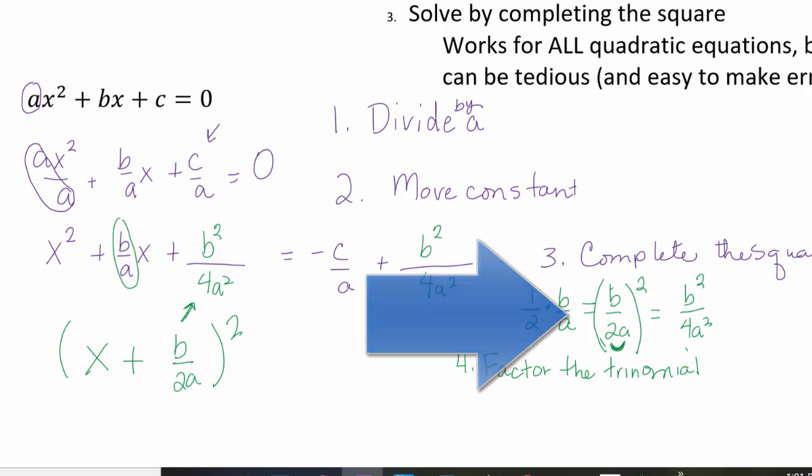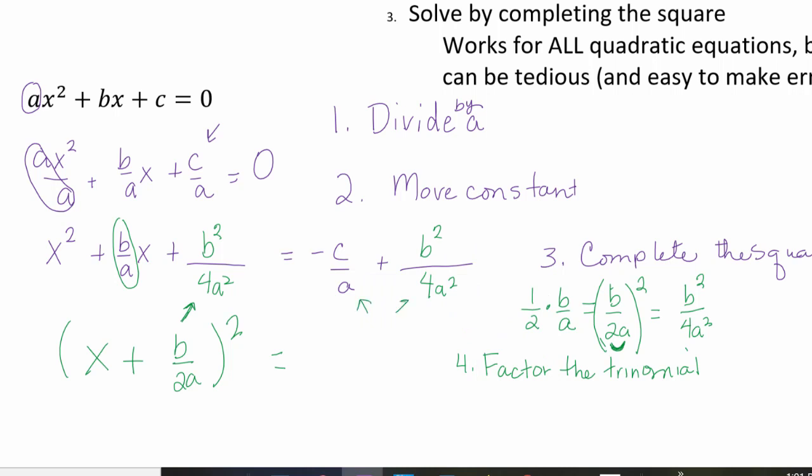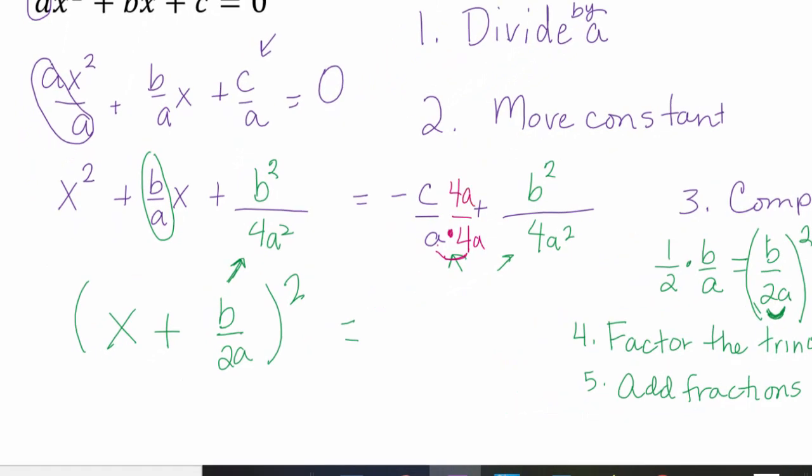And then the 5th step is we have to add these two fractions on the right, okay? So we're going to add the fractions on the right, which means we need an LCD, a least common denominator, which is 4a squared. So this guy we're going to multiply by 4a so that we can get a 4a squared here, and anything we do to the denominator of a fraction we must do to the numerator so that things are balanced.